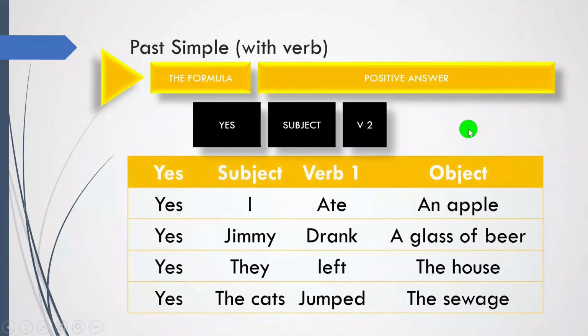How about the positive answer? Yeah, it is also the same. Yes, followed by the positive pattern of this. Remember, when you are saying the positive pattern, you have to go back again to using verb 2. So here you see, back again: added, drank, left, and jumped.